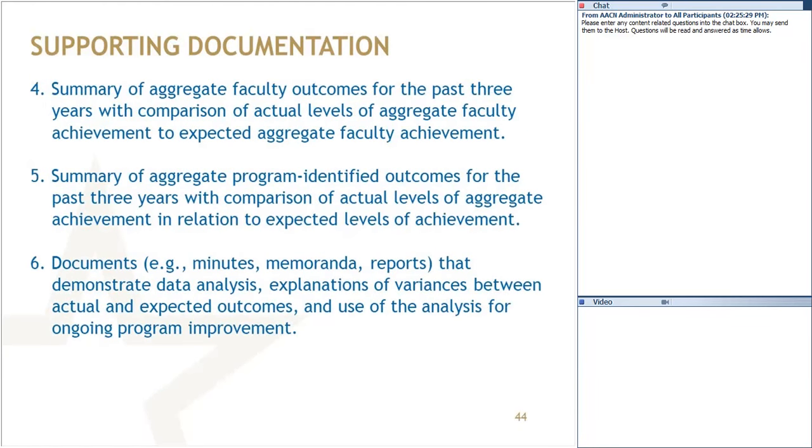So, as we move on, number 4, you're going to want to provide a summary of the aggregate faculty outcomes for the past 3 years and a comparison of actual levels to aggregate levels of expected faculty outcomes. You're going to need to provide a summary of aggregate program identified outcomes for the past 3 years with a comparison of actual levels with expected levels.